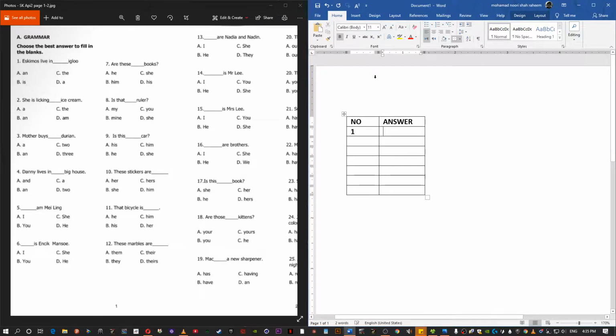Okay, number 1. Alright, so Eskimos. You know what Eskimos are, right? Eskimos ni orang yang tinggal dekat Kutub Utara dan Kutub Selatan, who live in the North and South Pole. We call them Eskimos. Alright, Eskimos live in ___ igloo. So this is a general statement. Okay, kita dah bagi tahu dalam video sebelum ni. A general statement maksudnya kamu tahu jawapan dia, and the is ni memang salah lah. Okay, and the. Alright, so dia merujuk kepada igloo.